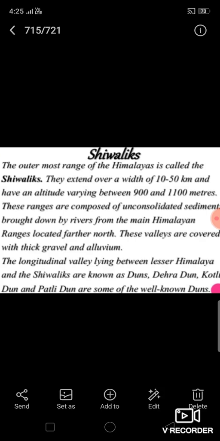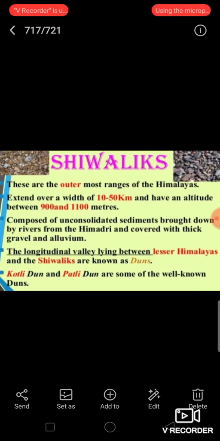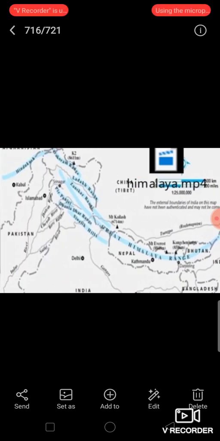The longitudinal valleys lying between the Lesser Himalayas and the Shivaliks are known as duns. Dehradun, Kotli Dun, and Patli Dun are some of the well-known duns.